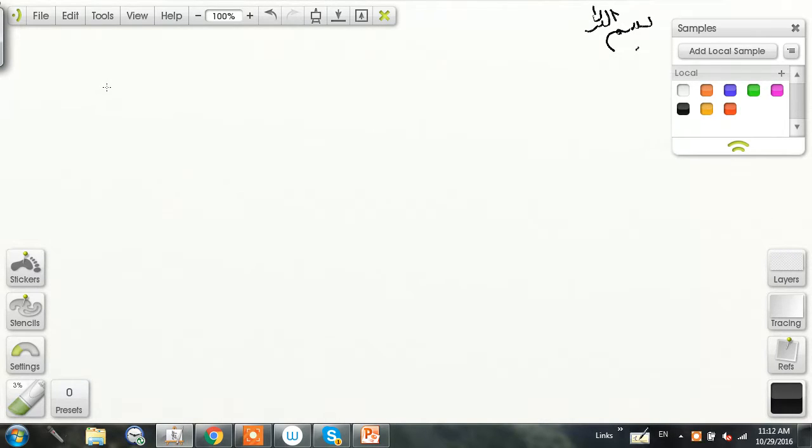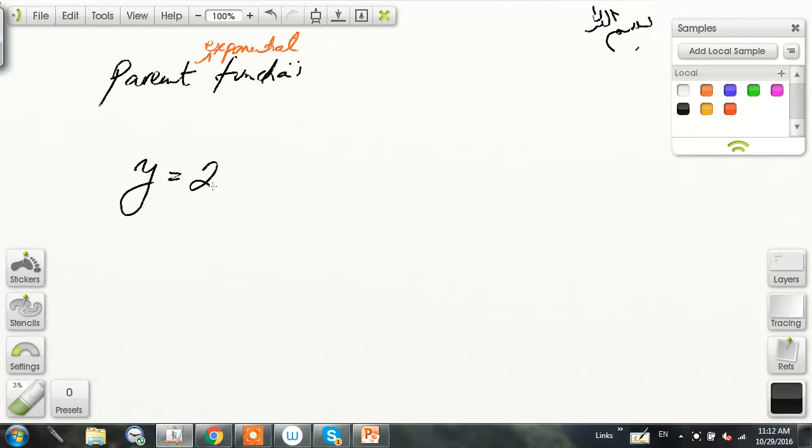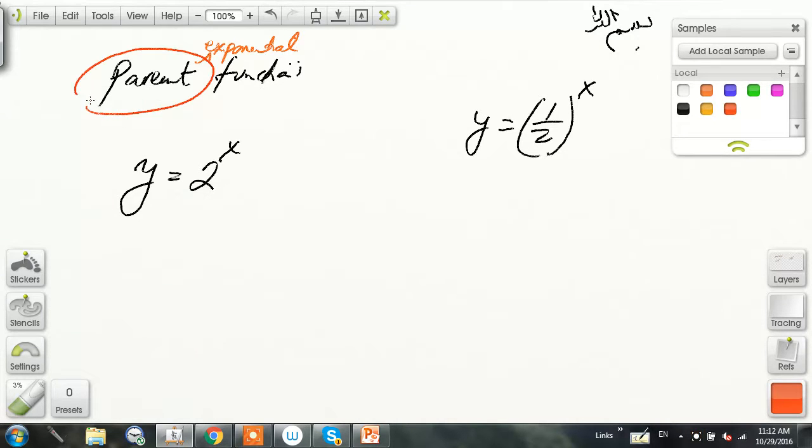And then we talked previously about the parent functions. Parent functions of exponential functions, or parent exponential functions. There are two of them. There's not one, but there are two. The first one is y equals 2 to the x. And the second one is y equals 1/2 to the x. So these are the parent functions. What does it mean for something to be a parent function? A parent function is a representative function. It's the simplest function of that category of functions.